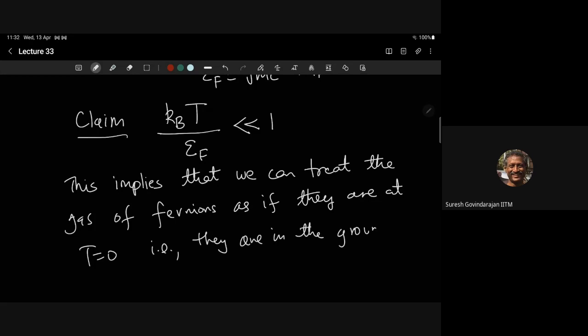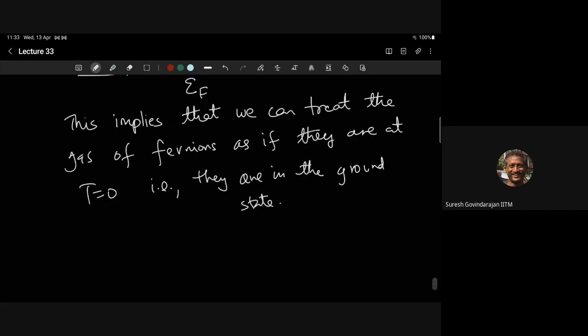It's a massive simplification. Is this point clear? Okay. So in other words, all the electrons will be filled up to the Fermi momentum or Fermi energy, and that's it. We don't need to look at anything beyond that.